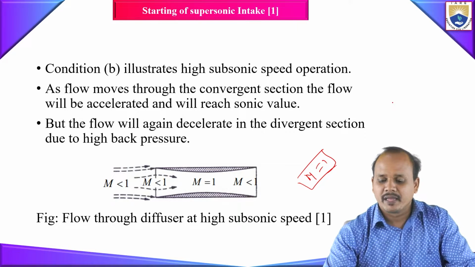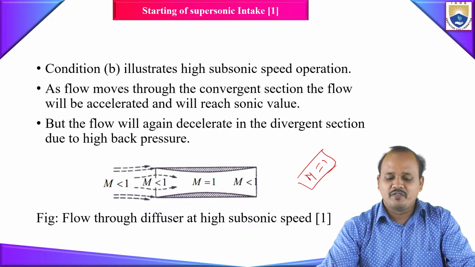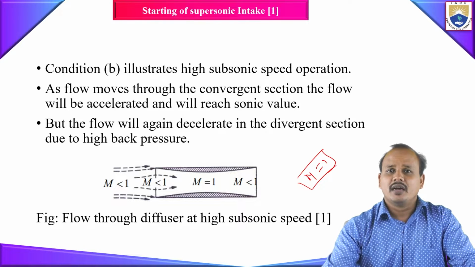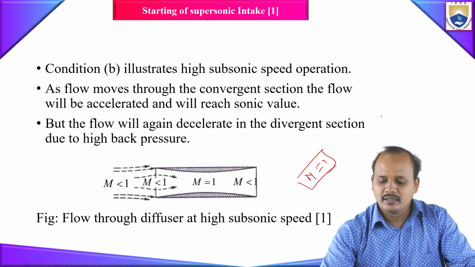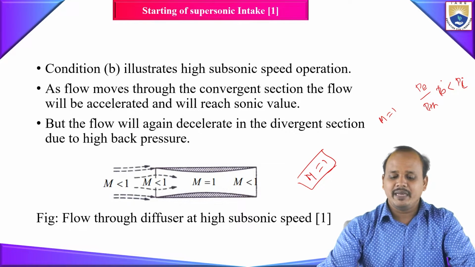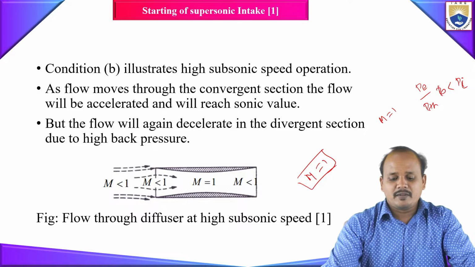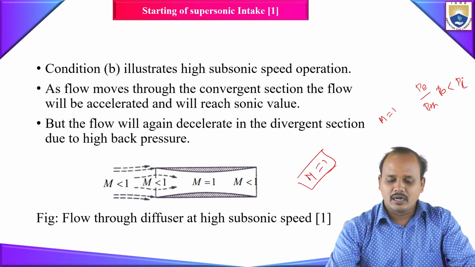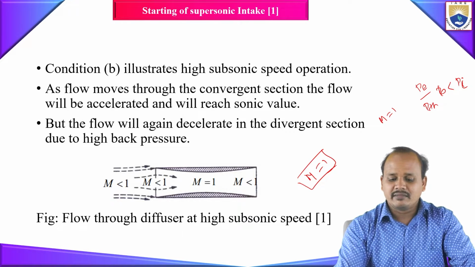The reason is because there are two conditions that have to be satisfied if a diverging passage is going to accelerate your supersonic flow. One is your throat location, it should reach Mach 1, and the pressure at the exit should be less than the pressure at the throat. Your exit pressure should be less than your throat pressure. Then only your flow will be accelerating. If your exit pressure is more than your throat pressure, what is going to happen? Your flow will start to decelerate.